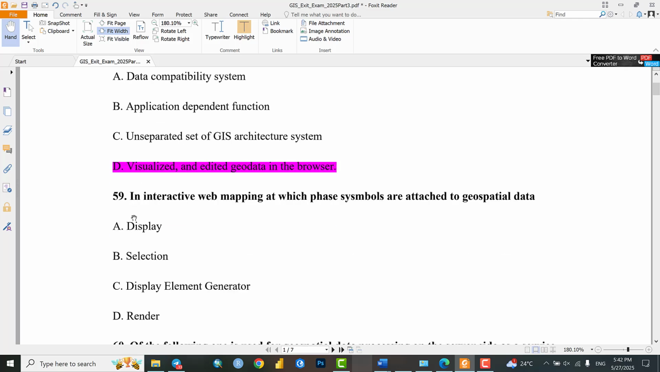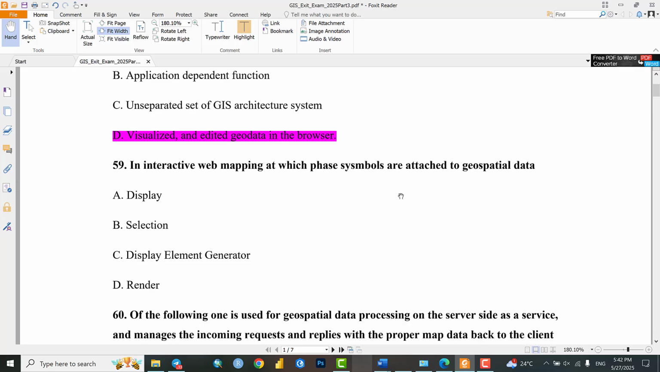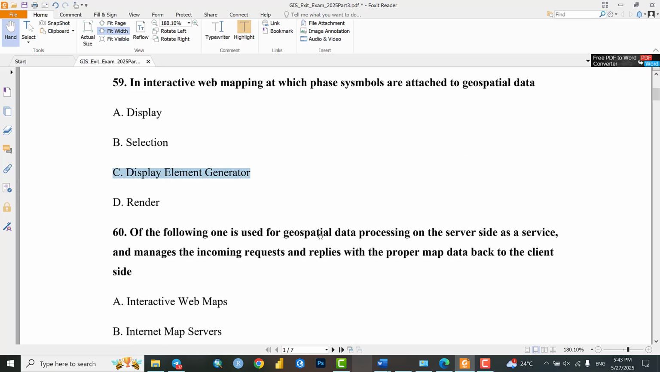59. In interactive web mapping, at which phase are symbols attached to the geospatial data? A display sections, B selection sections, C display element generator, D render. So in interactive web mapping, at which phase do symbols, meaning elements, apply? The answer is C.